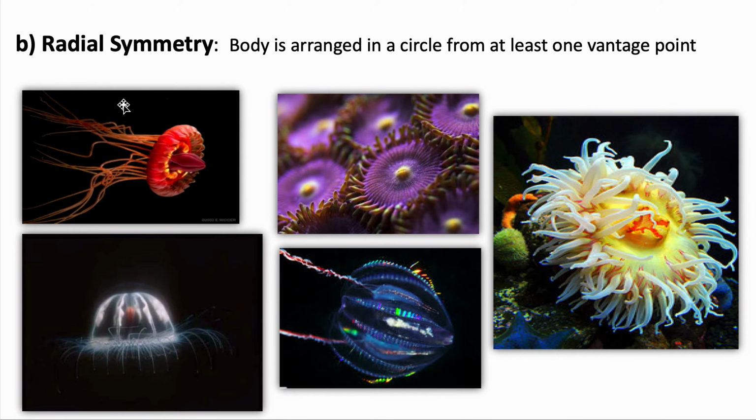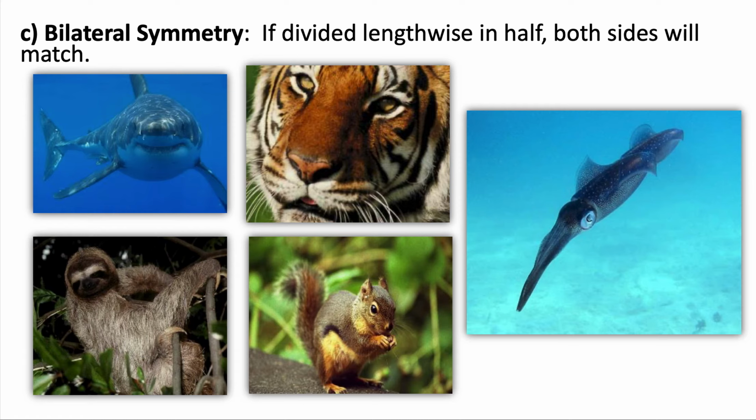Versus radial symmetry, the body's arranged in a circle from at least one vantage point. So generally, like with jellyfish, if we look from the top down or the bottom up, we see that radial symmetry. It doesn't mean it has to have radial symmetry from every angle, right? Like if you look at a jellyfish from the side like this, we have more of what's considered bilateral symmetry versus radial symmetry.